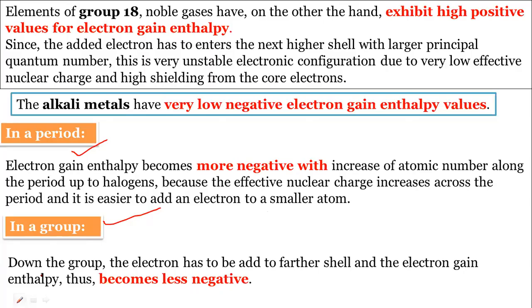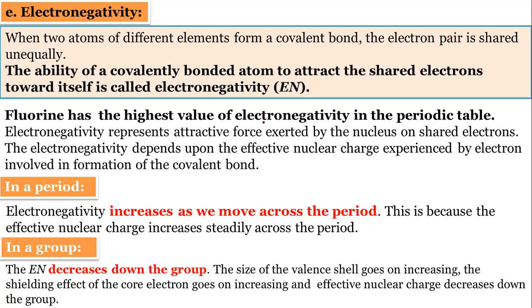Now, the last trend of this chapter. It is electronegativity. Electronegativity, actually we discussed this part in chapter number 14, chlorine, in the inductive effect. I explained this word. Chlorine is electronegative. Electronegativity means what? It is the ability of the covalently bonded atom.